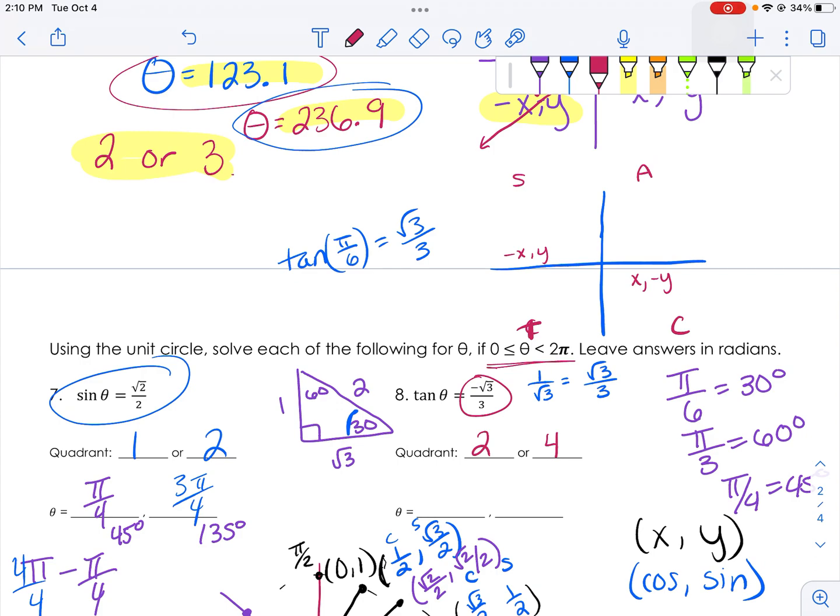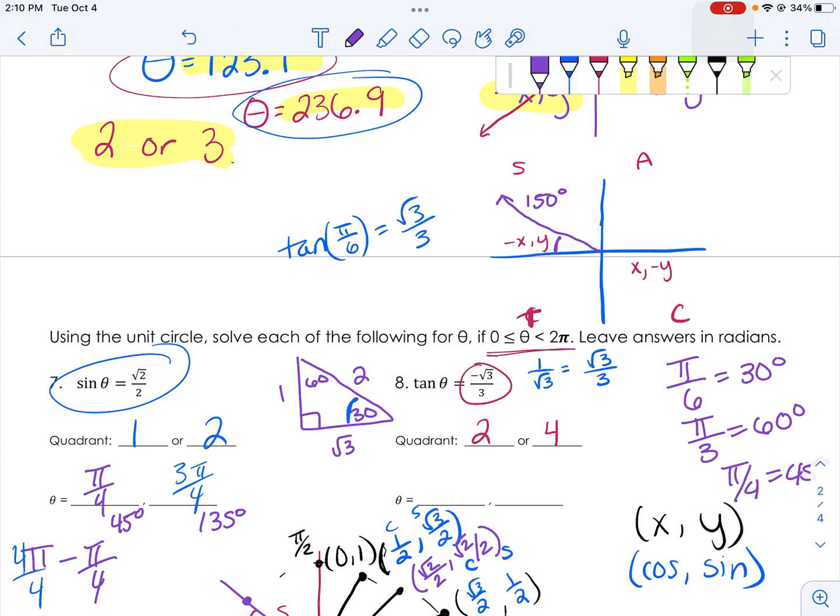Okay, so where does that leave us? We have a 30-degree reference angle in this quadrant, which would be 150 degrees. So tangent of 150, but I want that in radians. So it would be pi, take away pi over 6. Take that 180, the full amount, and take off a reference angle of pi over 6. If you take 180 away 30, you get 150. In radians, pi minus pi over 6, so 6 pi over 6 minus pi over 6 is going to be 5 pi over 6.